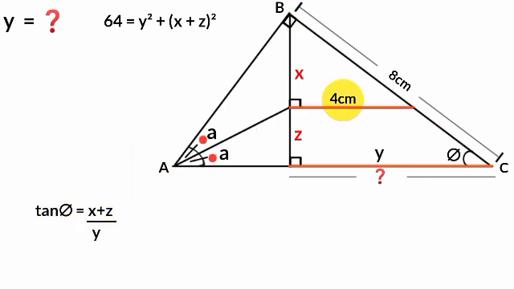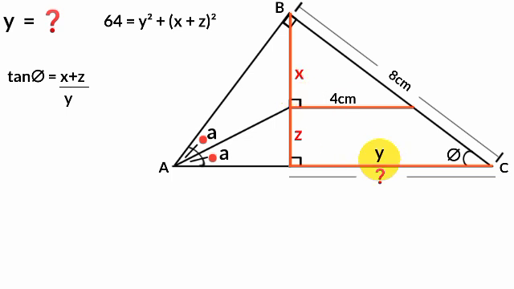Now look at this line here. It is at right angle with this side, and this side y is also perpendicular to this same side. That means the two lines are parallel. So since this line makes an angle theta with this side here, the angle between this line and this must also be theta.